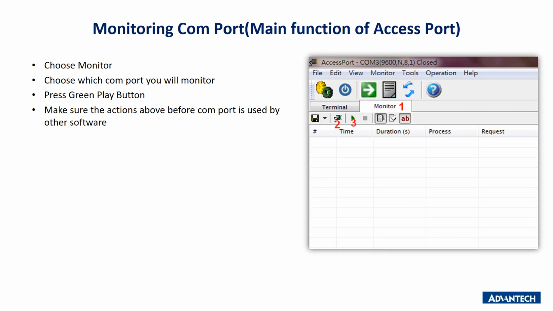This is the main function of access port. Please refer to the picture on the right-hand side. First of all, please choose the Monitor tab. Second, choose which COM port you are going to monitor. Third, press the green play button. Finally, make sure to do the actions above before the COM port is used by other software.